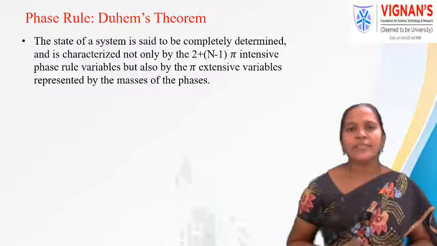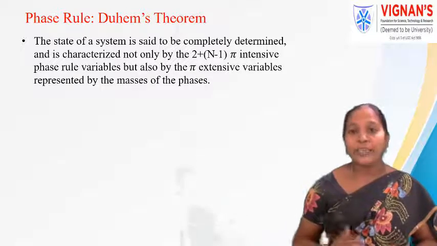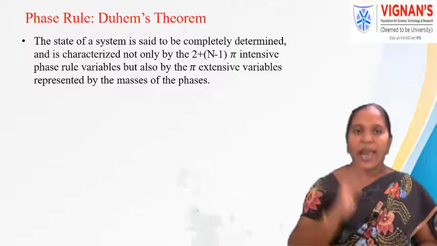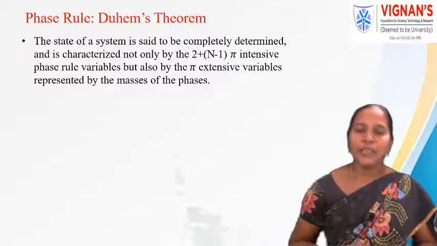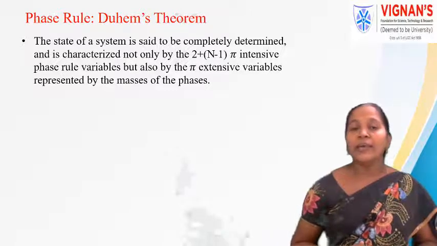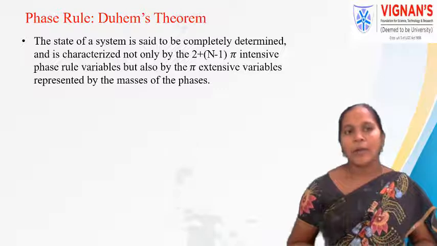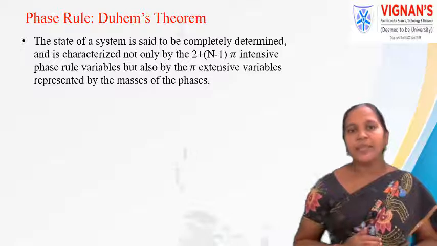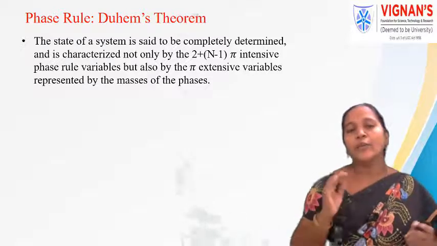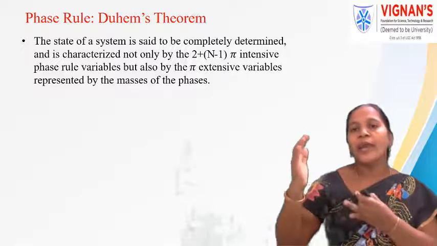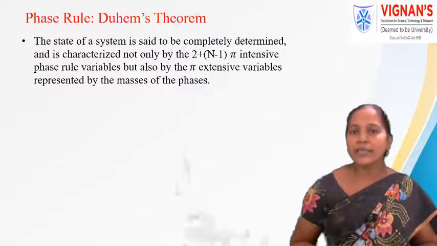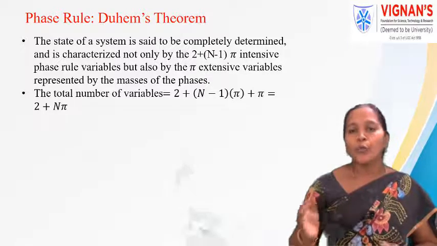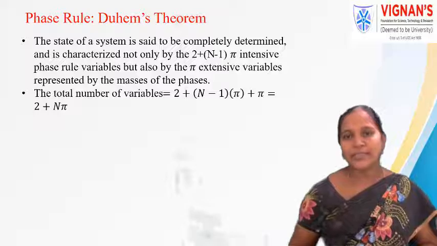Here, the state of a system is said to be completely determined when the system is characterized not only by the 2 plus (n minus 1) into pi intensive phase rule variables, but also by pi extensive variables represented by the mass of the phases. Only then do we say the system is completely characterized. The total number of variables is equal to 2 plus (n minus 1) into pi plus pi.